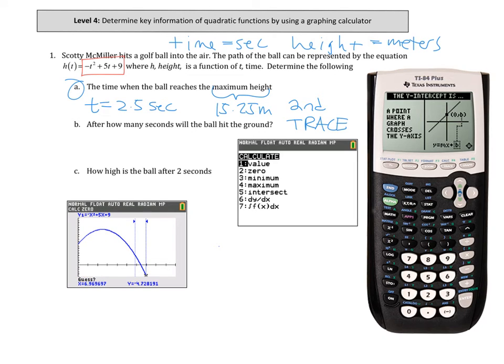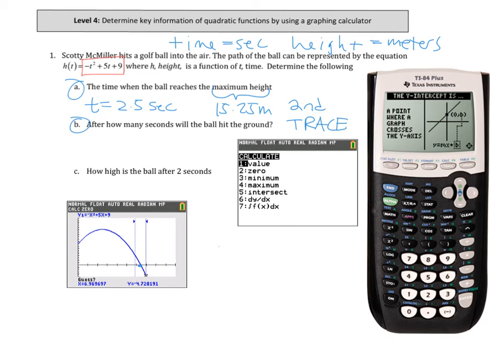The next thing that you're going to try and find is the time that it takes the ball to hit the ground. And the ball will hit the ground when this graph hits the x-axis. So we're looking for the x-intercept. And we're going to use second trace again. So if you press second, the blue button, and then trace, it gets you back to this calculate screen. And this time we're going to choose 0.